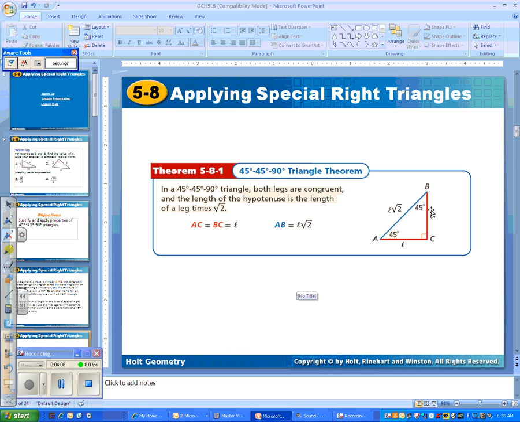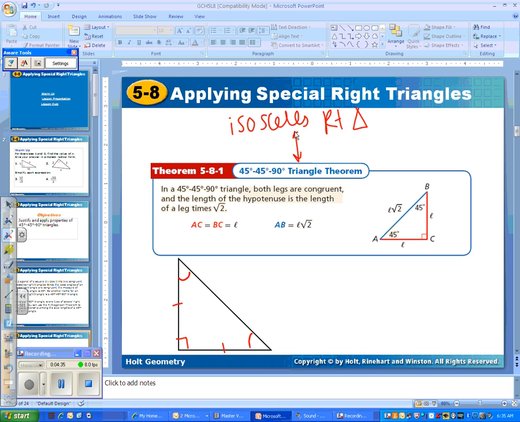Okay, so let's talk about why 45, 45, 90 triangles are so special. They're so special because they have the same angles, 45 and 45. So if their angles are congruent, what does that mean about their opposite sides? Well, that means that their opposite sides are going to be congruent to each other because it's an isosceles right triangle. So another name for 45, 45, 90 is isosceles right triangle. These are the same thing.